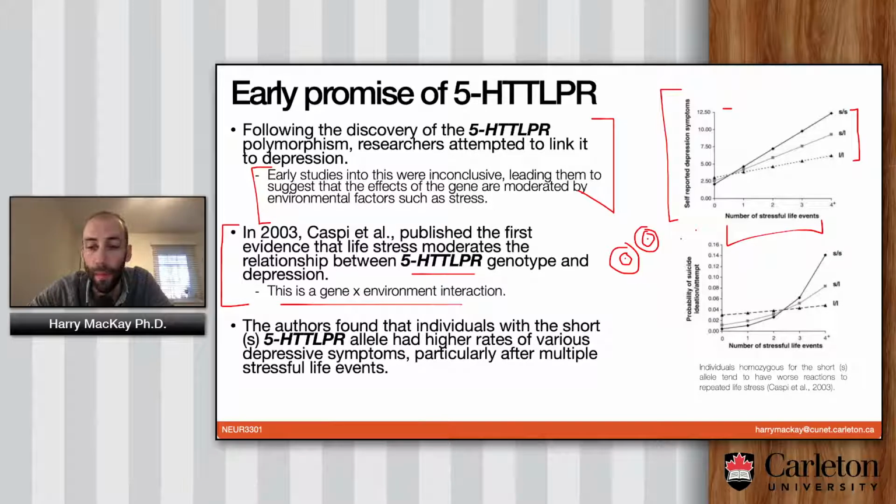The other thing they measured here was probability of suicidal ideation or attempt. And so again, it wouldn't be too surprising to note that the more stressful events you have in your life, the more suicide attempts or the more instances of ideation you might have. That's, I guess, at some level expected. But as with before, the relationship is much stronger in people who are homozygous for the short allele than people who are homozygous for the long allele.